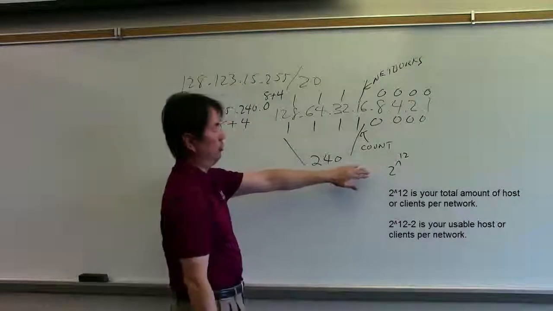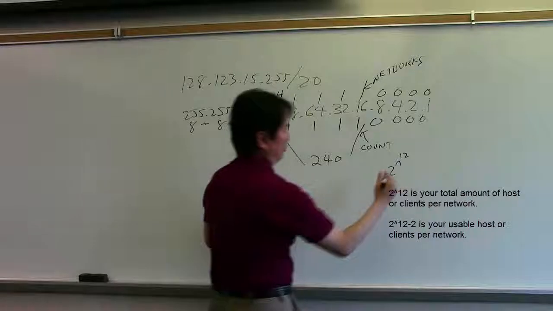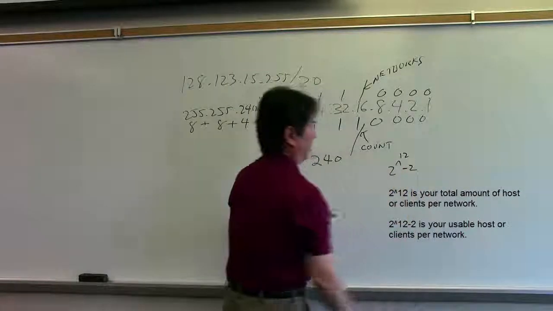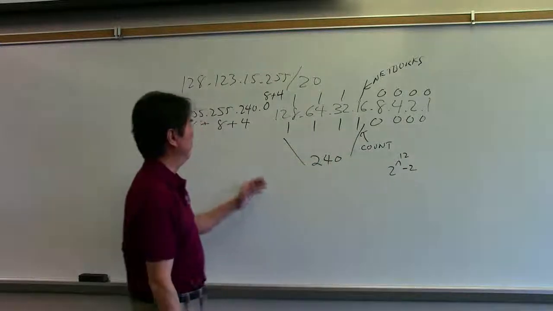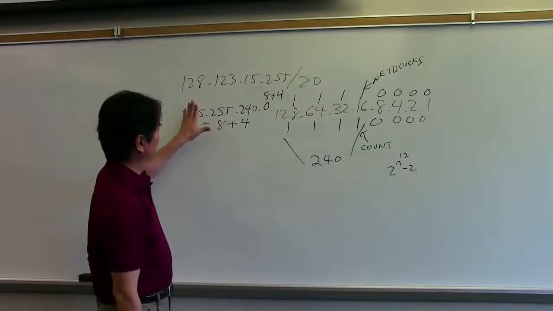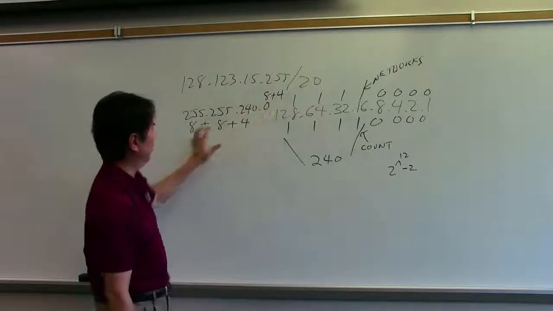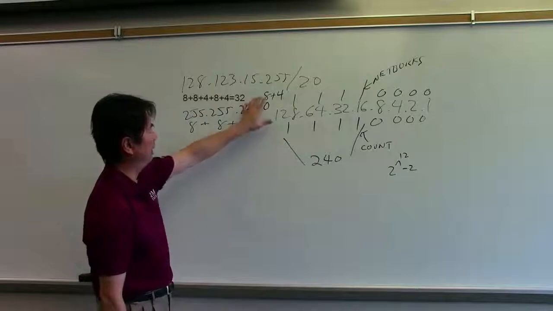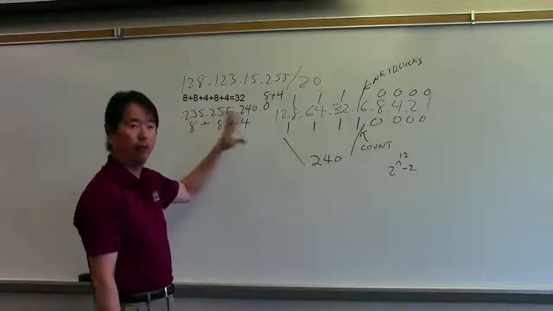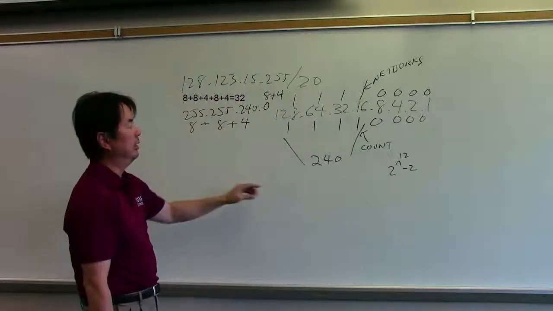And that gets you your 12 that we have as a power number. 2 to the power of 12 will be your total amount of hosts. 2 to the power of 12 subtract 2 will be your usable amount of hosts. Remember, you always have to have 32 here. So if you add these up, 8 plus 8 plus 4 plus 8 plus 4 equals 32. Always check that to make sure you always have 32.